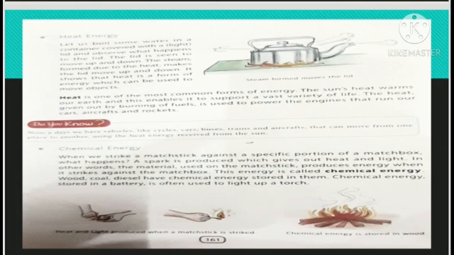So, if someone asks what is kinetic energy, we can say the energy possessed by an object due to its motion is known as kinetic energy. For example, flowing water, moving bus, moving ball, all these are good examples of objects which are having kinetic energy.